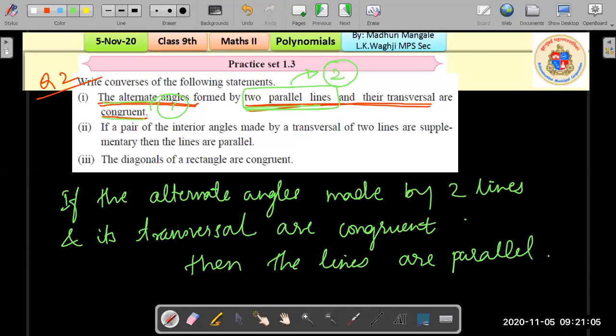So try to understand the meaning of the given statement first and then break it into two parts. The first part will be written later for writing the converse. Okay, so that's how we write the converse. Let us look at the second one now.